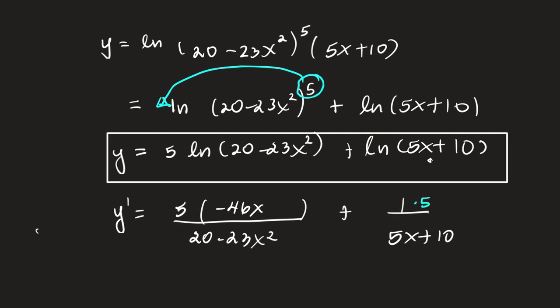And so we have that y prime is equal to 5 times 46, 5 times 6 is 30, so I think it's minus 230, but I'll have to check that, over 20 minus 23x squared. And then 5 happens to go into both terms in the denominator, so we have 1 over x plus 2, because I divided the 5x by 5 to get 1x, the 10 by 5 to get 2, and the 5 by 5 to get 1. So that would be an easier way to find the derivative.